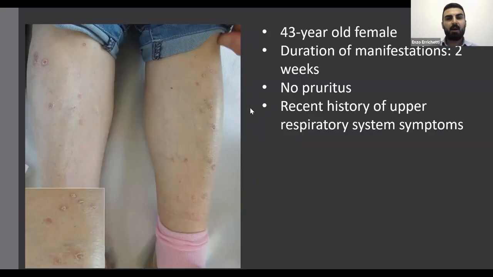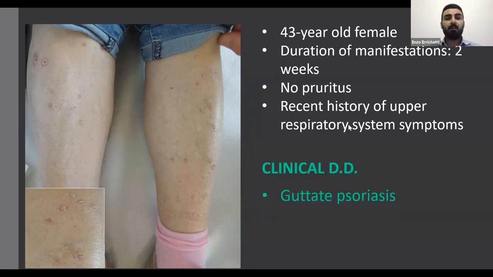Here we have a 43-year-old lady with these papulosquamous lesions for a few weeks, no pruritus, and we also had a recent history of upper respiratory system symptoms. I think we cannot interact, but I think that the most likely diagnosis here would be guttate psoriasis because we had a recent history of upper respiratory system symptoms.